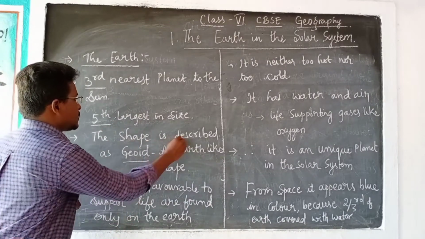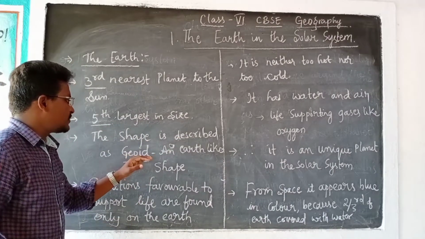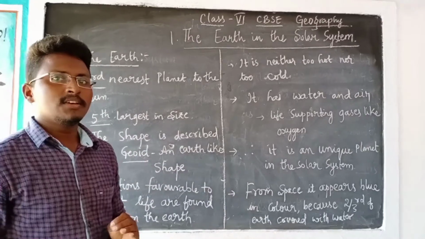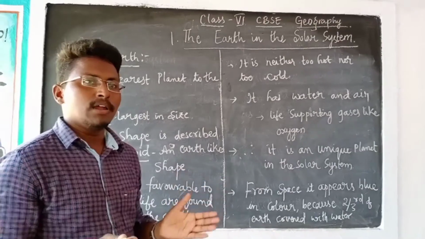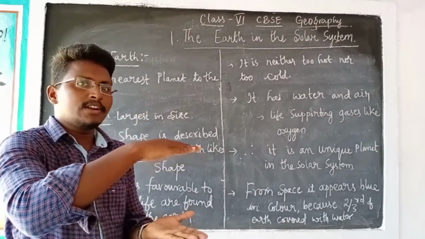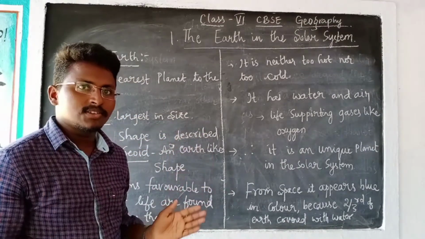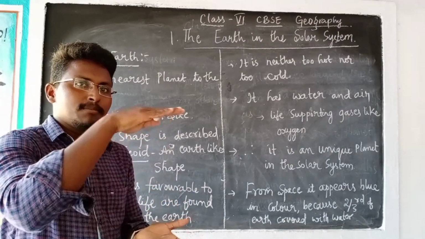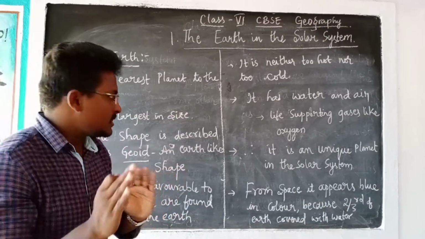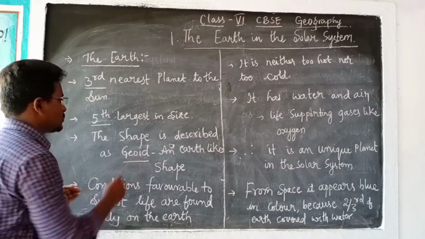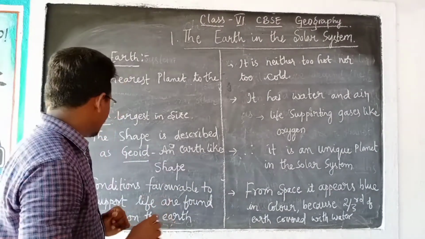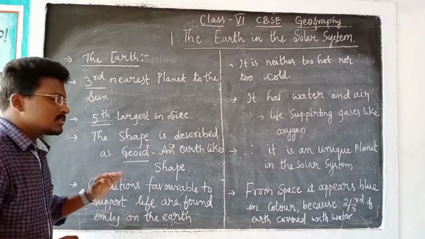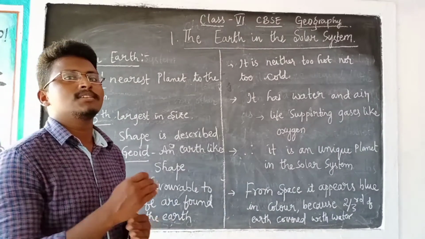Then the shape of the earth is described as something like a geoid. Geoid means, for example, if you take any ball like a basketball or football, and if you press it in the middle, how it appears. Our earth also looks in the same way. There is a bulge in the middle, and the shape of the earth is known as geoid, which means an earth-like shape.